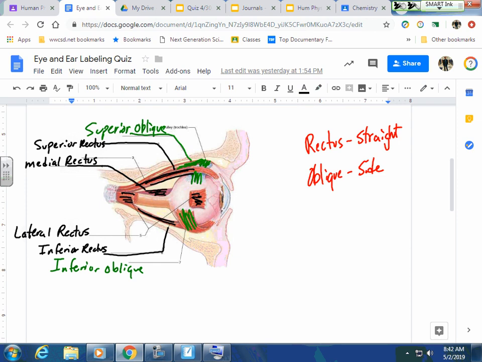9-6 is about vision. 9-6 diagram in the bottom right, I'm not going to put on there.